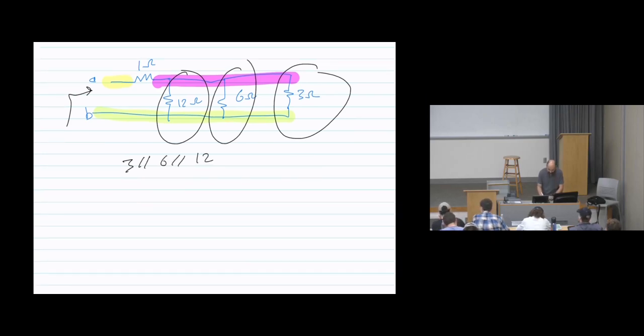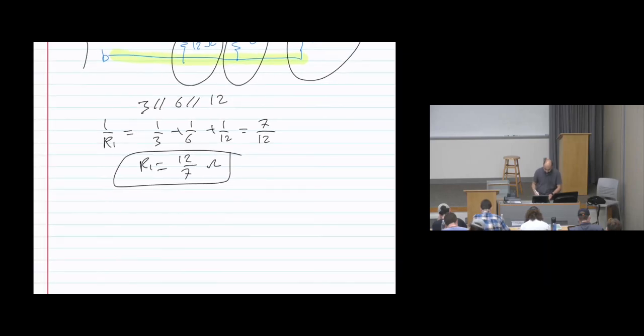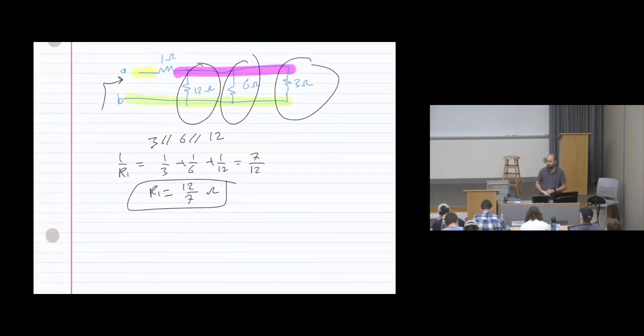So I'm going to say 1 over their equivalent, I'm going to call it R1, equals 1 over 3 plus 1 over 6 plus 1 over 12, which will be 7 over 12. Therefore, R1, don't forget to flip them, will be 12 over 7 ohms. That's one of the common mistakes. Many students forget to flip the answer. Now, after doing this simplification, redraw the circuits.